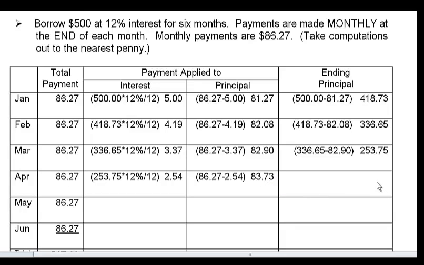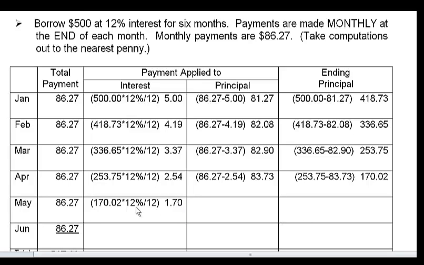What is my ending principal going to be? The ending principal for the prior month, $253.75, minus how much of this month's payment went toward principal. Says my ending principal at the end of this month will be $170.02. For the fifth month, how much of my payment is going to go to interest? That's the $170.02 times 12% divided by 12.